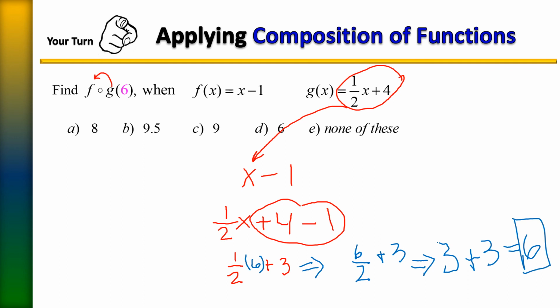So if you did the equation correctly, that is the answer that you should have gotten. When we find f of g of 6, it equals 6. And there you have it.